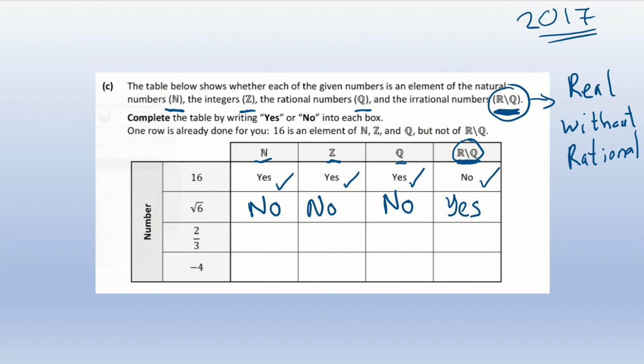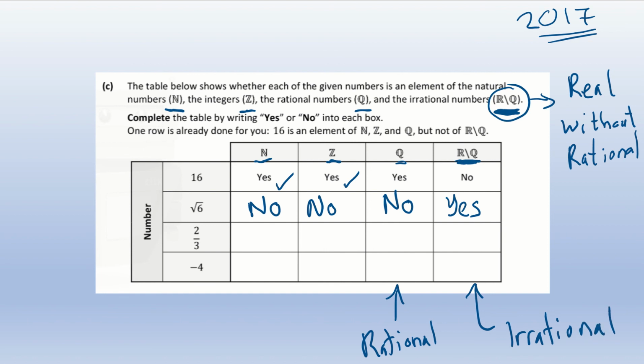You'll notice that for the last two columns here, if you look a bit closely, Q here is rational. This one here is irrational. And you can't have a number that's both. So if we put yes in this box here, then we cannot put yes in this one as well. So just something to be aware of. Might help us out in our next two questions.